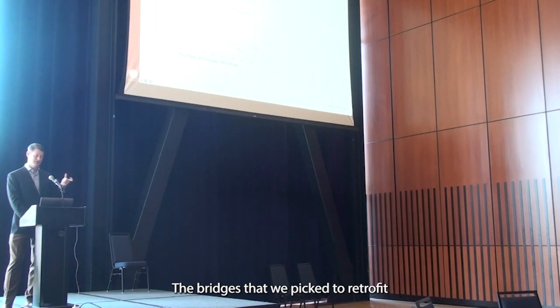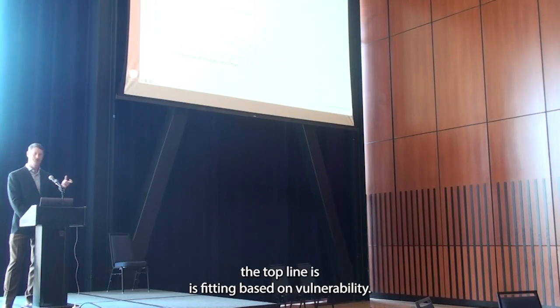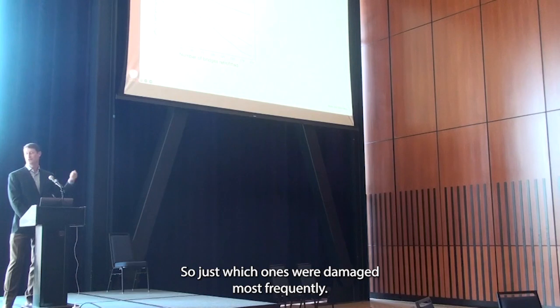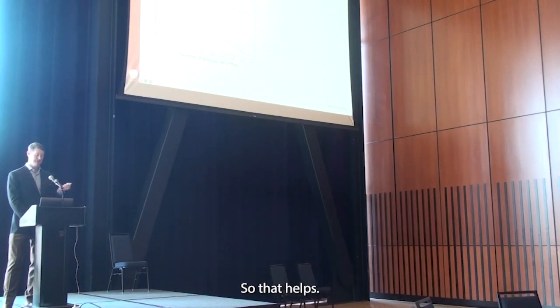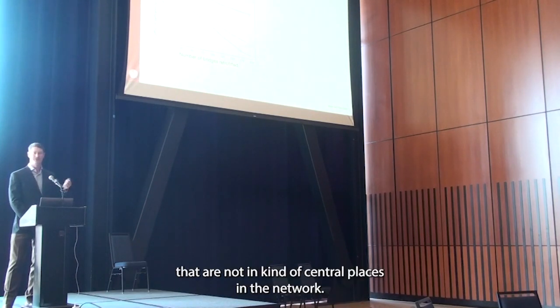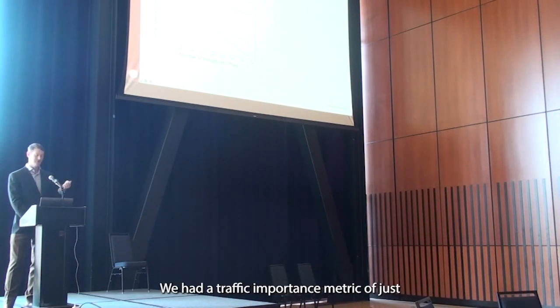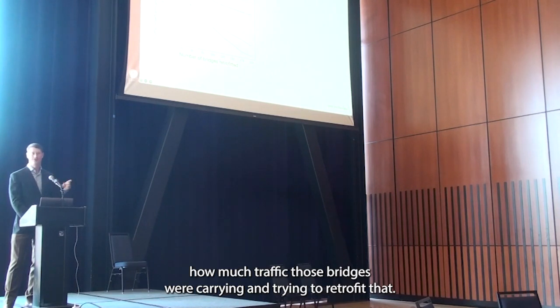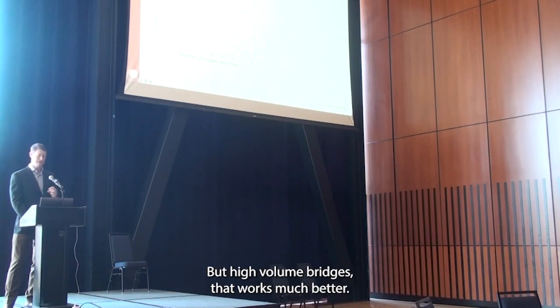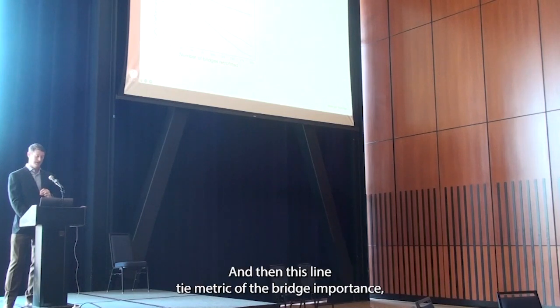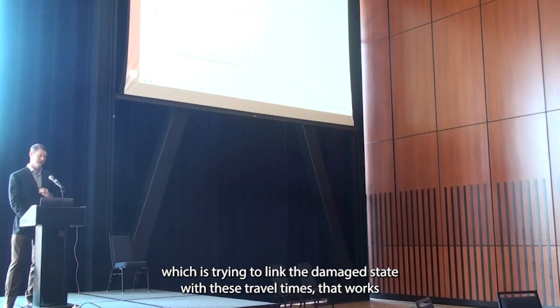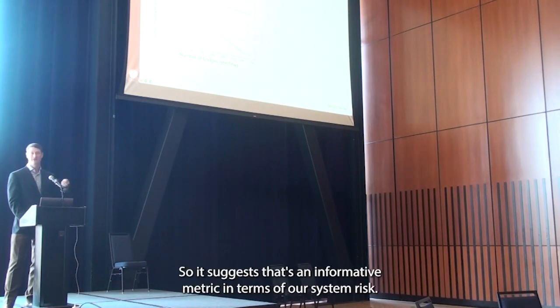The top line is retrofitting based on vulnerability, so just which bridges were damaged most frequently. That helps, but you may be retrofitting bridges that are not in central places in the network. We had a traffic importance metric of how much traffic those bridges were carrying, trying to retrofit the high volume bridges. That works much better. And then this LIME TI metric of bridge importance, which is trying to link the damage state with these travel times, works even better. So it suggests that's an informative metric in terms of system risk.